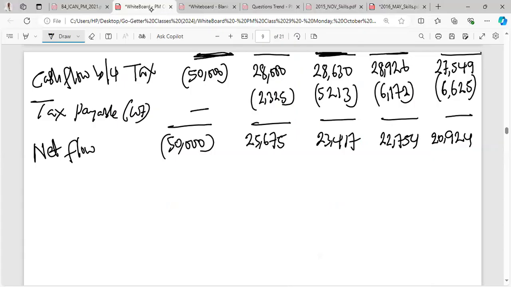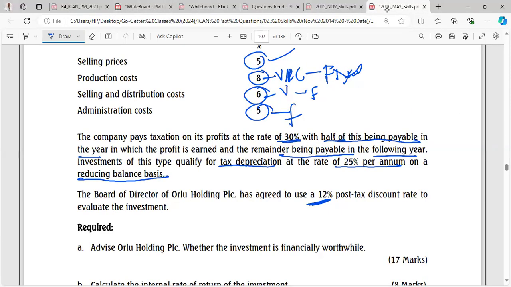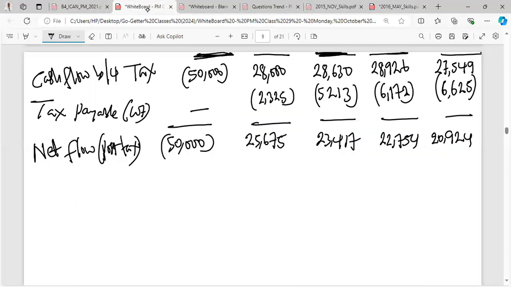Now we've used the tax. So this is the post-tax. I will call it post-taxed. All right. So now they said we're using a post-tax discount rate to evaluate the project. So we'll now say this is our discount factor, 12%. So 12% here in our formula, let's go and use our formula at 12%.